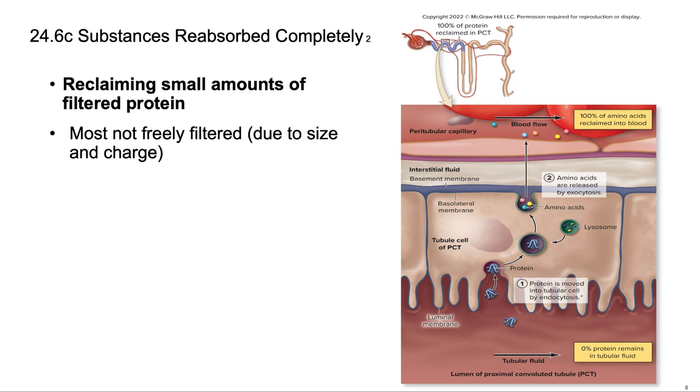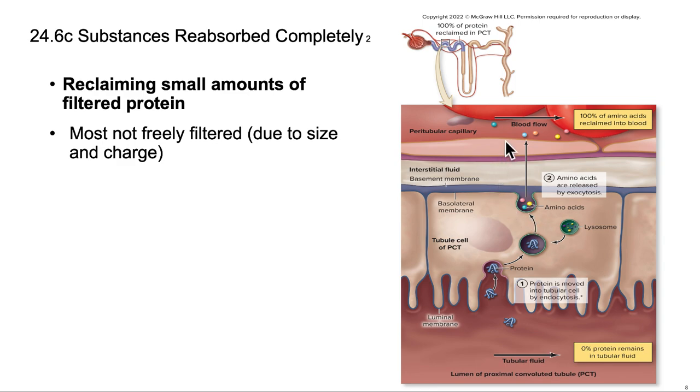Now, in this case, what hopefully you see is that you endocytose the protein, right? The protein here from the luminal surface. And again, remember, protein is usually not in the urine, right? If it is, that's called proteinuria. But here we're moving protein from the luminal fluid, the tubular fluid, into the cell.